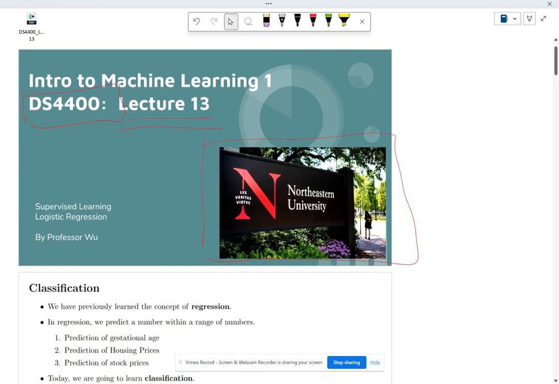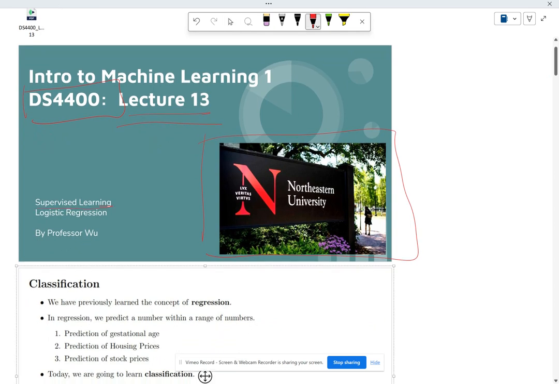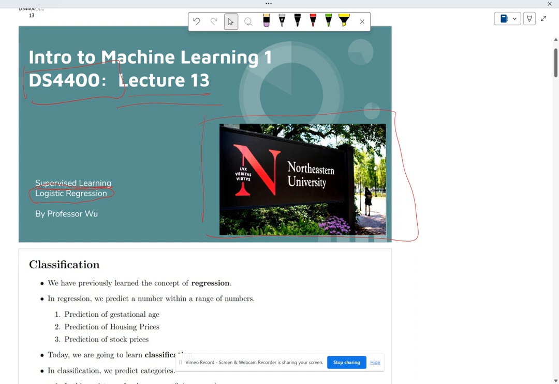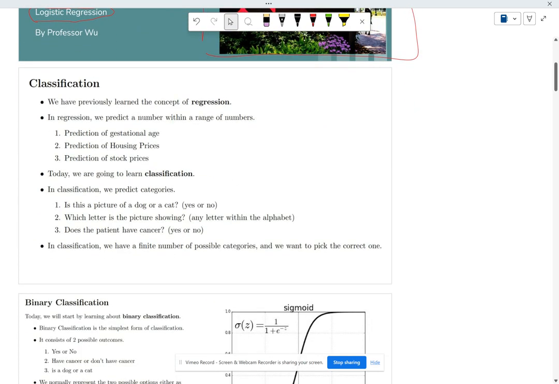Today we're going to continue with the theme of supervised learning, specifically on the topic of classification. More specifically, we're going to talk about logistic regression. It's just one of the most basic ways of doing classification. For classification, we previously learned the concept of regression, right?